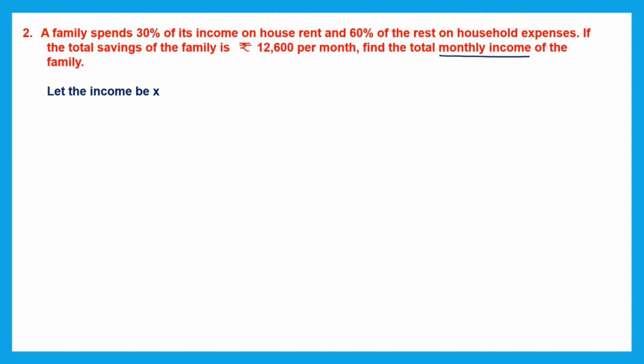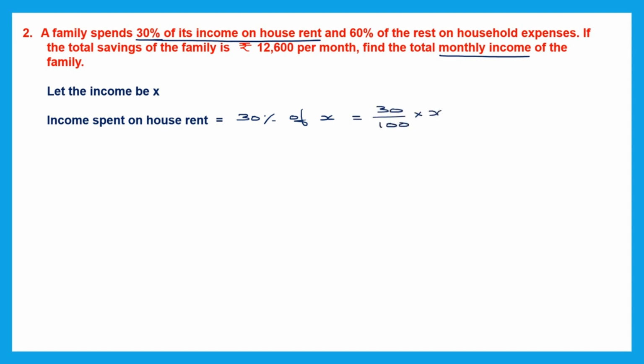Now let's write what's given to us. Here what's given? The 30% of its income is spent on house rent. So we are going to find out what is the income spent on house rent. It's 30%. So that is 30% of X. So let's calculate this. 30% of X means 30 by 100 into X. So that is 30x by 100. This is the amount that is spent on house rent.